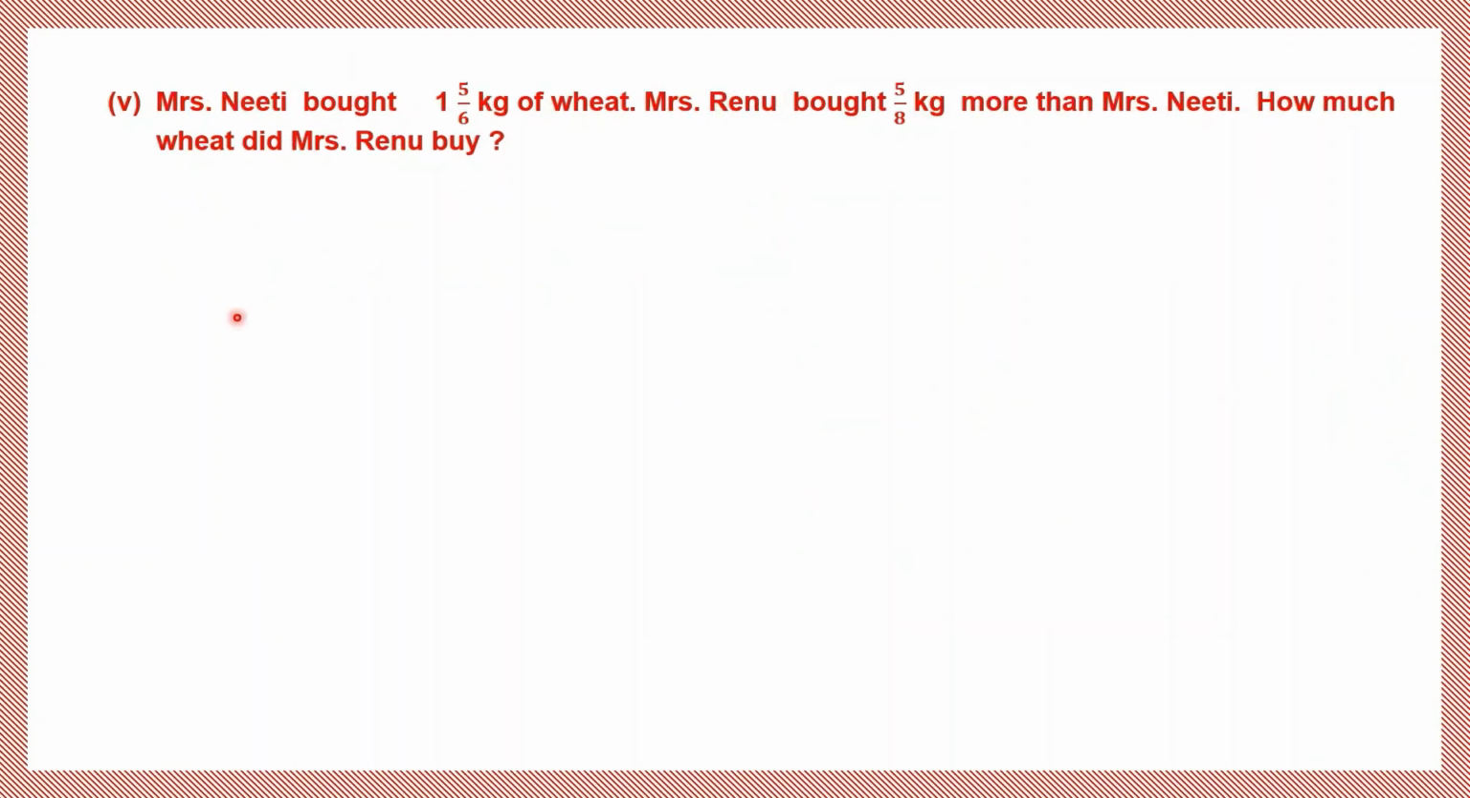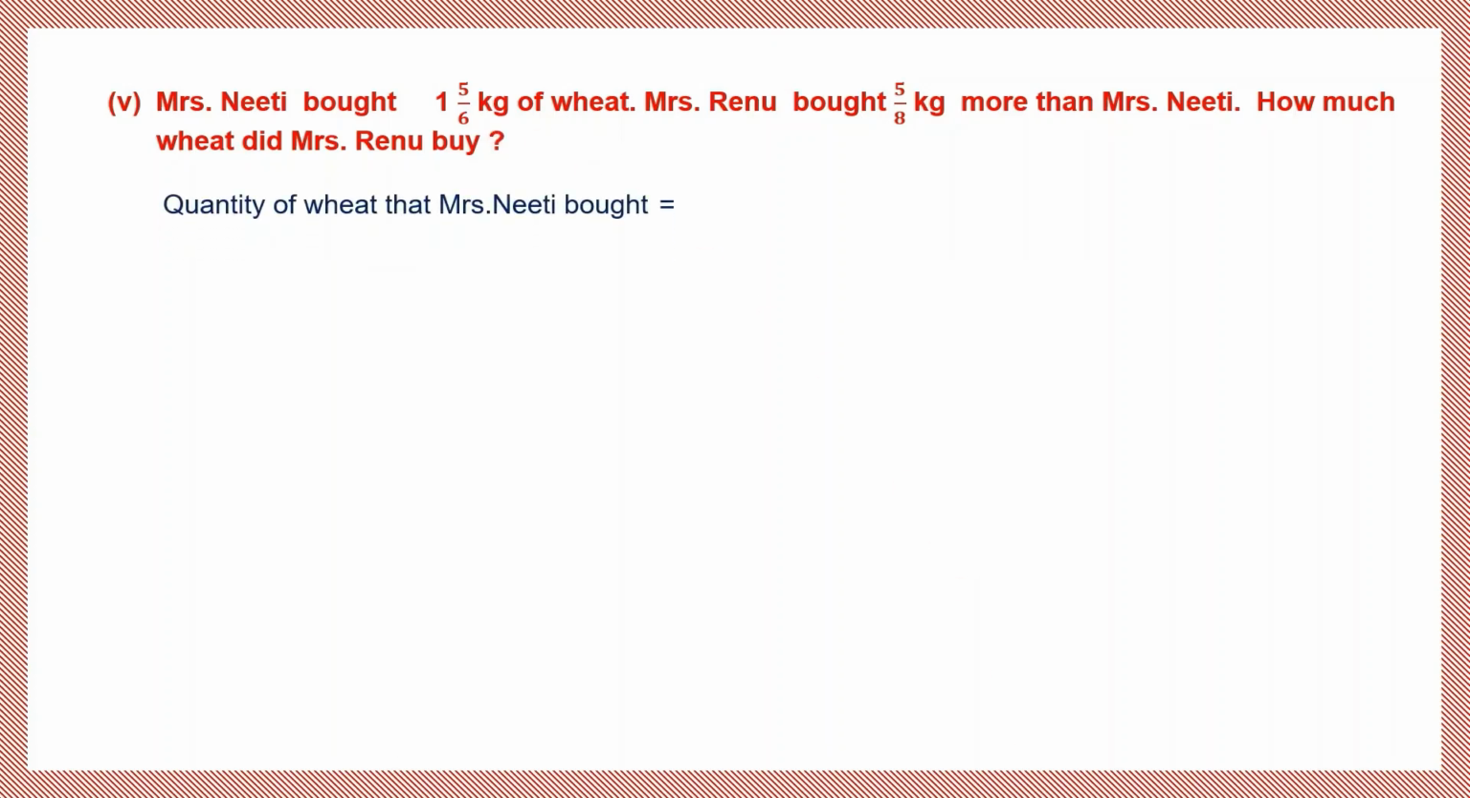Question 5. Mrs. Neeti bought 1 5 by 6 kg of wheat. Mrs. Renu bought 5 by 8 kg more than her. Now how much wheat did Mrs. Renu buy? So this is how much Neeti bought and Mrs. Renu bought more than this. So we have to add to this and get our answer. Okay, so let's do that.